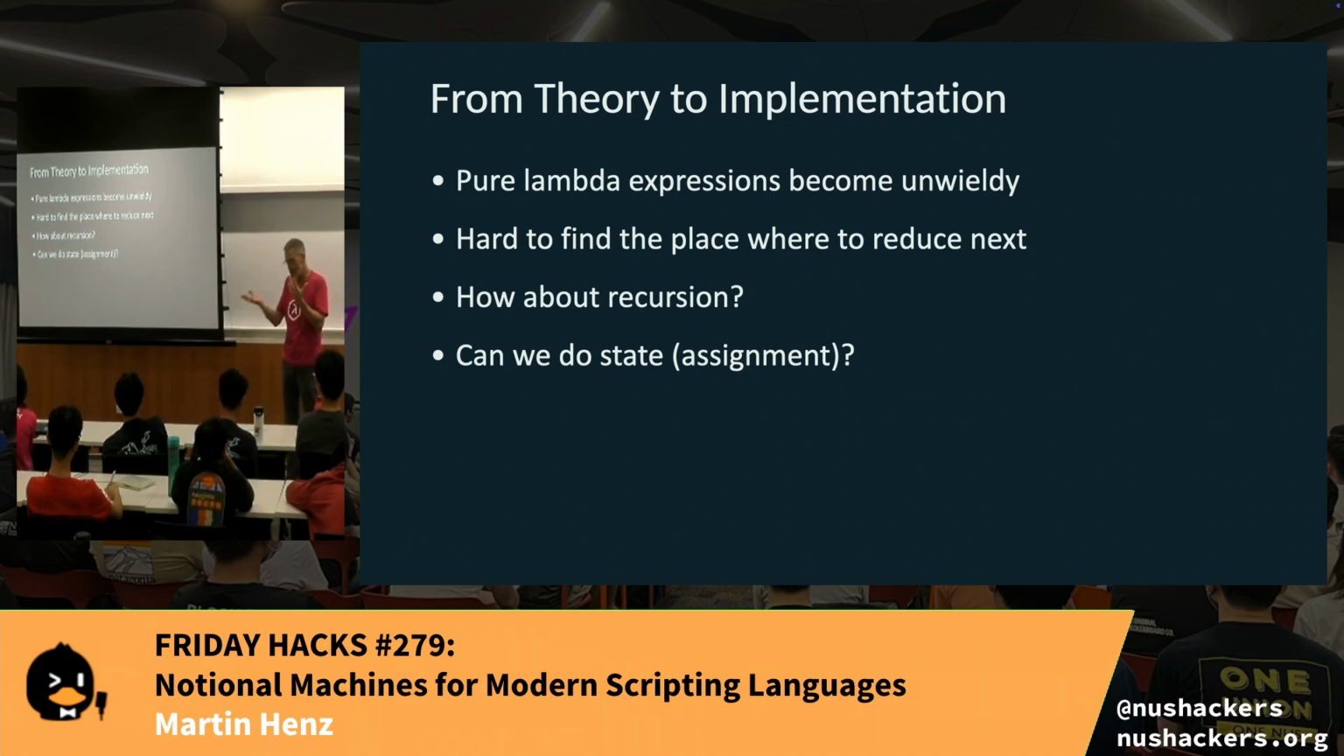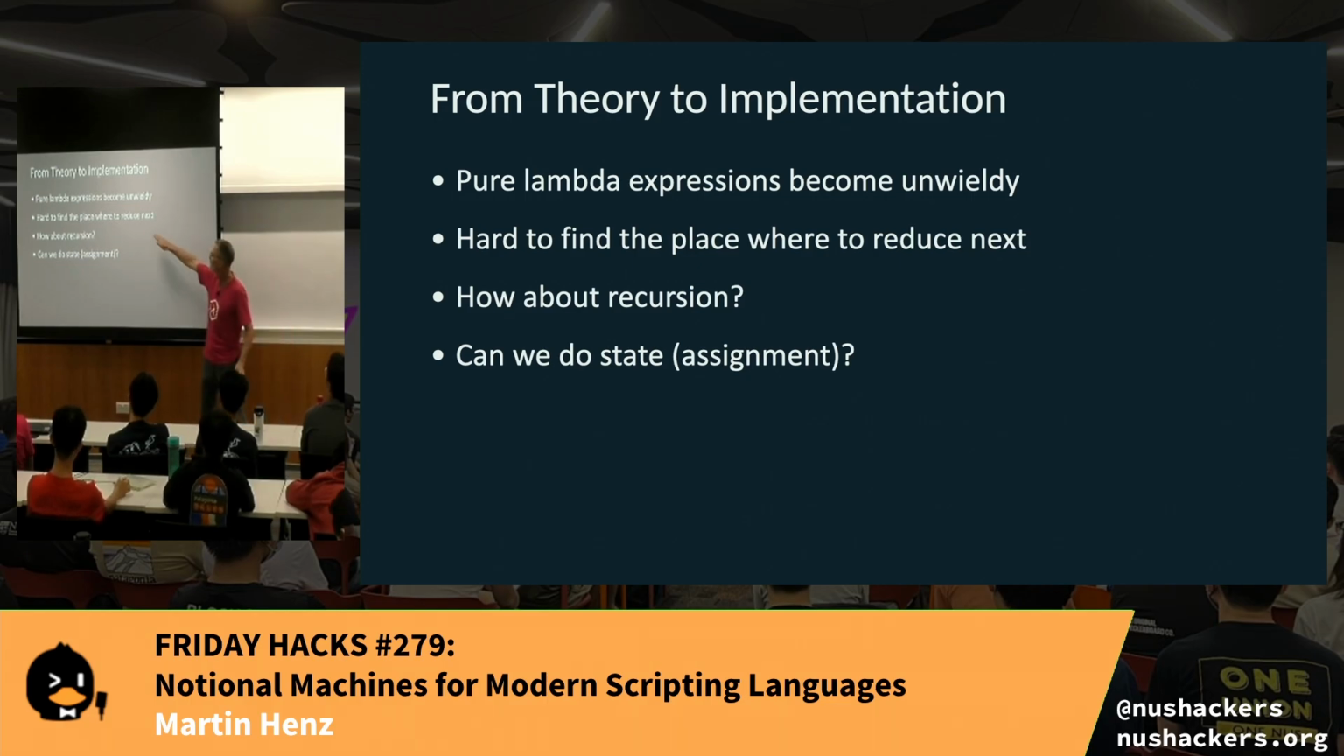There are ways to introduce recursion using these Y combinators, but for more realistic programs, it's very hard to find where the computation will happen in this applicative order reduction. It's hard to find the place where to reduce next, even if you have fixed a particular strategy. Recursion can be done, but it's really weird. And another question is, can we do state? Can we do assignment? And that's a bit difficult in this pure framework.